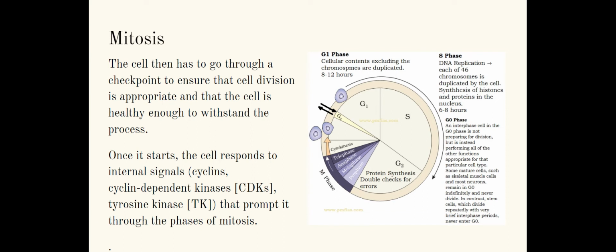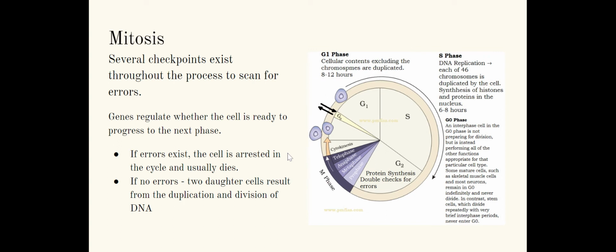Okay. So you go through all these checkpoints to make sure that all the cell division is appropriate and that the cell is healthy enough to withstand the process. That's the first checkpoint. And then once it starts, there are these internal signals, and that's all gene regulated. There are genes that actually control this. There are chemical messengers called cyclins. I don't need you to memorize this. Cyclin-dependent kinases, tyrosine kinase, and they kind of keep it going. Each one will say, okay, now this, now this. They're sort of like little teleprompters telling the cell what to do. So those checkpoints exist to scan for errors, like I said, and the genes regulate whether the cell is ready to progress to the next phase.